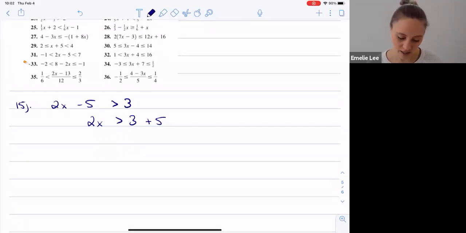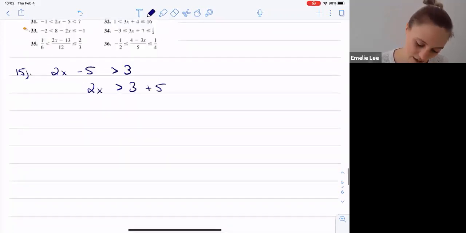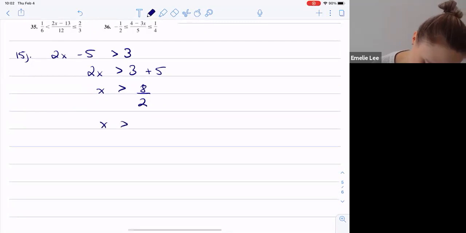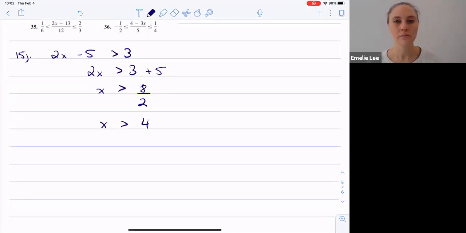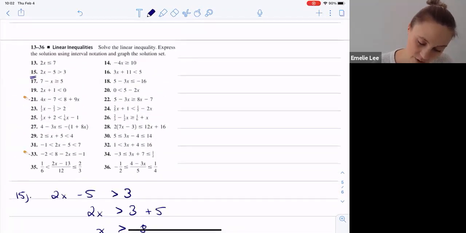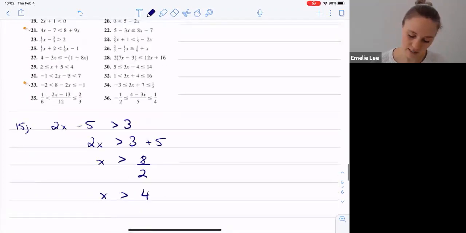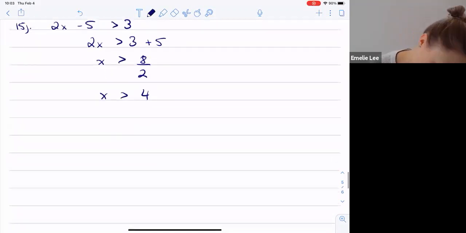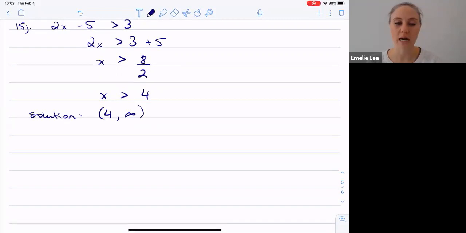So then if I divide by 2 on both sides, so again, I'm dividing by 2, not a negative, so I'm safe. So then x is greater than 8 divided by 2, or x is greater than 4. Okay. In terms of interval notation, if x is greater than 4 but not equal to 4, the solution is going to be from 4 up to positive infinity, round brackets around both of those.